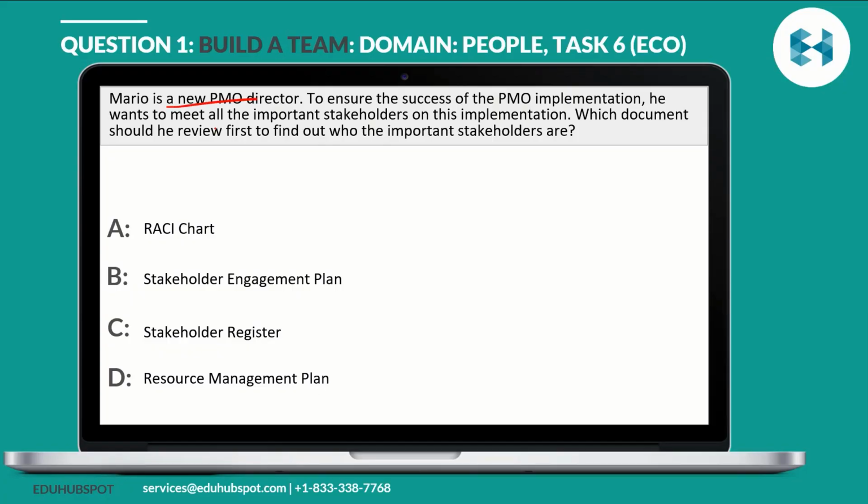Mario is a new PMO director. To ensure the success of the PMO implementation, he wants to meet all the important stakeholders on this implementation. Which document should he review first to find out who the important stakeholders are? Okay, I think it's an easy question.